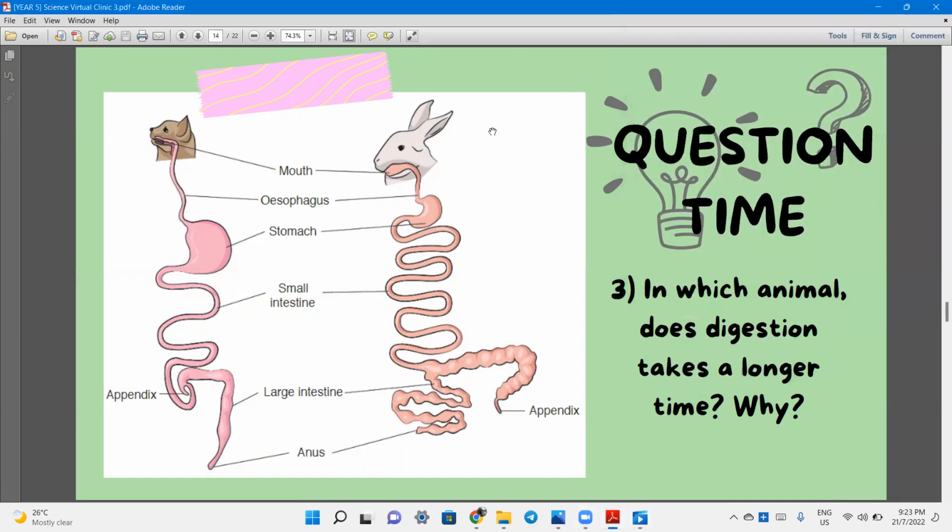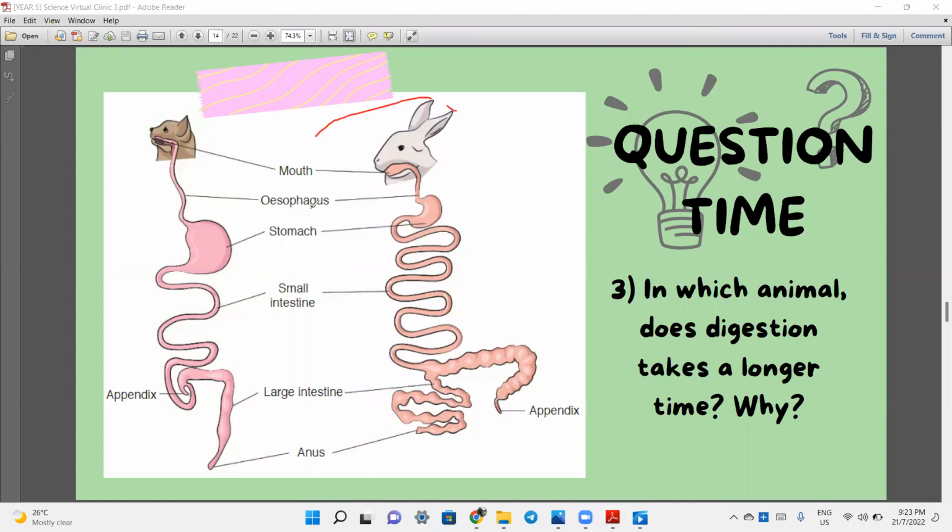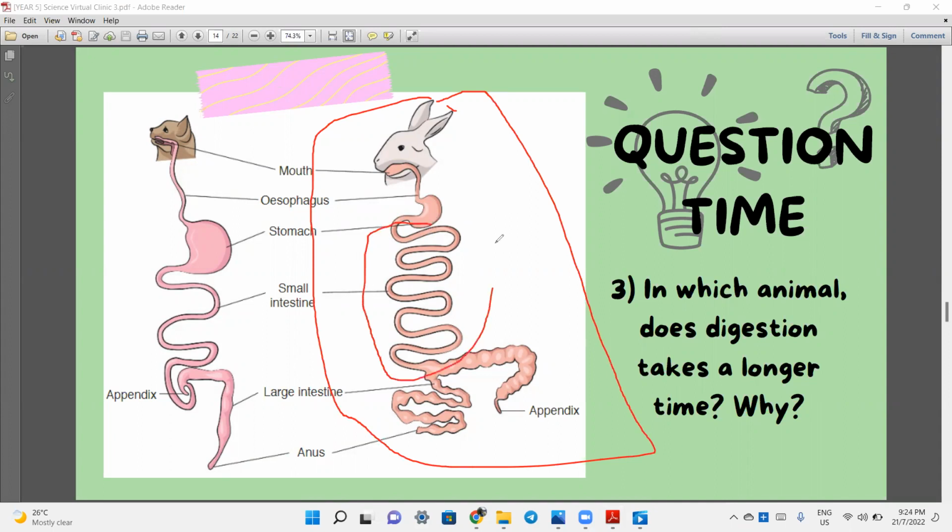As you can see, and as you can predict, which I'm very proud of, the digestion in the rabbit is going to take very long. This is because the small intestine is super long compared to the cat, and also the stomach is very small. As well as that, the large intestine is a bit more complex than the cat's. Let's go on to our next subtopic, shall we?